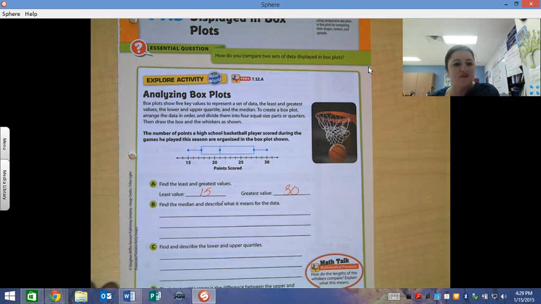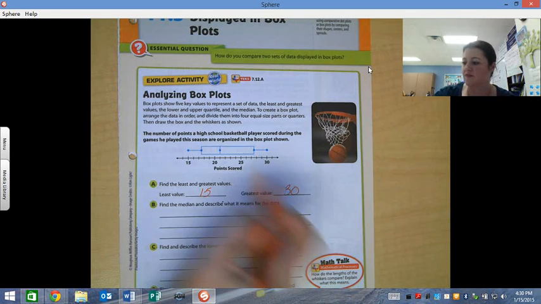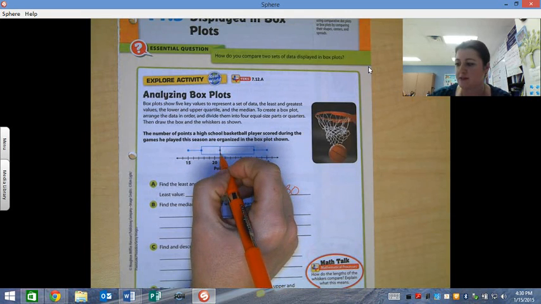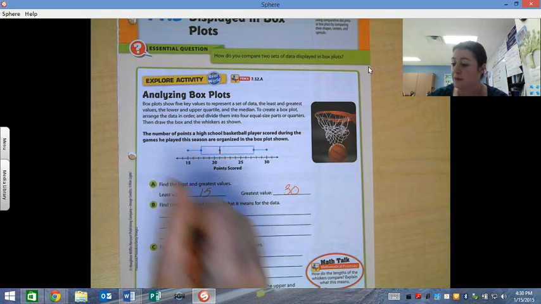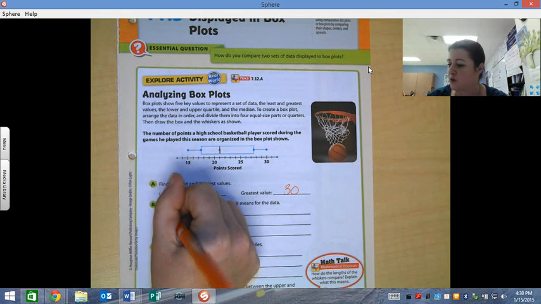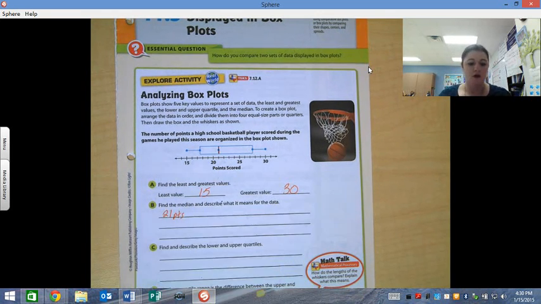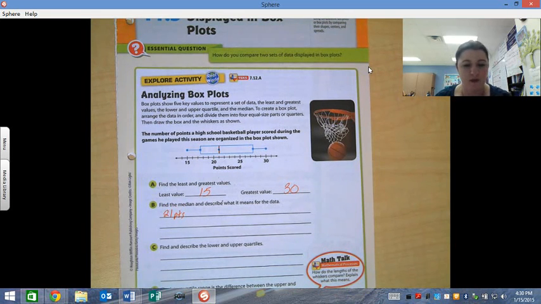So then we need to find the median and describe what it means for the data. Well, our median is where this very center dot is. This is the median of our data. And for this one, our median is at 21 points. So that's where our median is here. Now it says, what does it mean for the data?